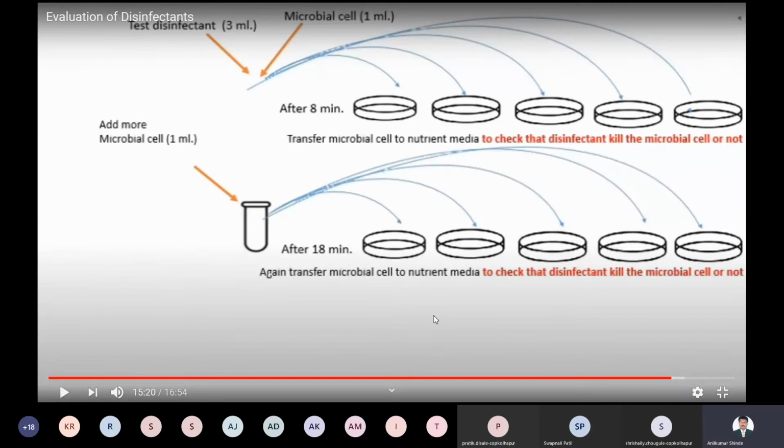The second round is for after the 18 minutes. Okay, the first is for 8 minutes, and this second is for after the 18 minutes, sorry. So then again, the test disinfectant you have added the first time, right, that stock solution you take here, and in that again we can add the microbial cell solution, 1 ml. So the test disinfectant is fixed, only the microbial cell we can add 3 times.